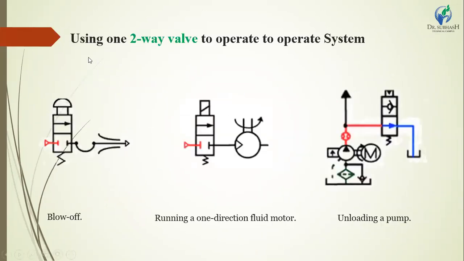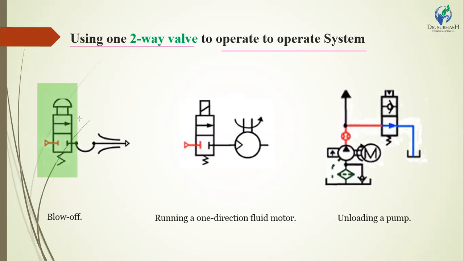The next is using one two-way valve to operate the system. Here this valve is a 2 by 2. This valve is a 2 by 2, and you have to operate one system by using the 2 by 2 valve.